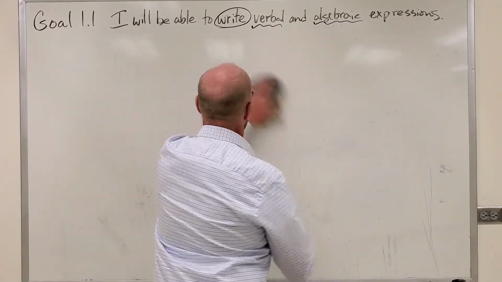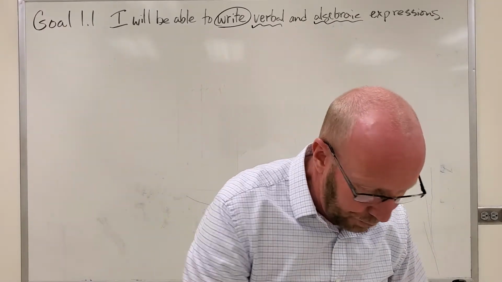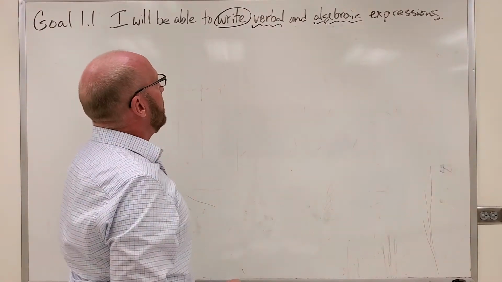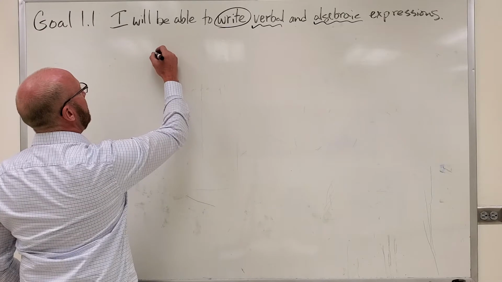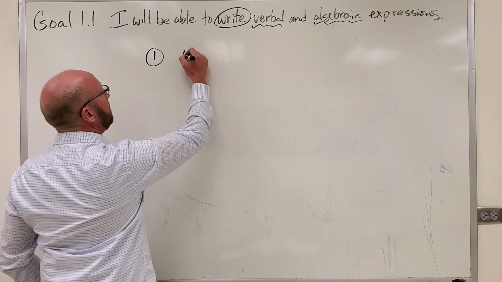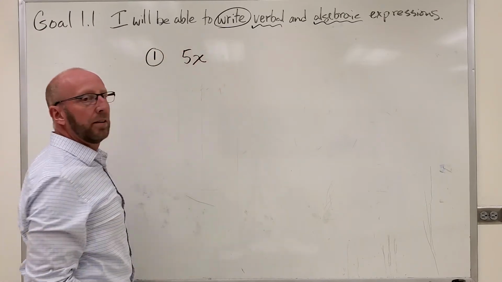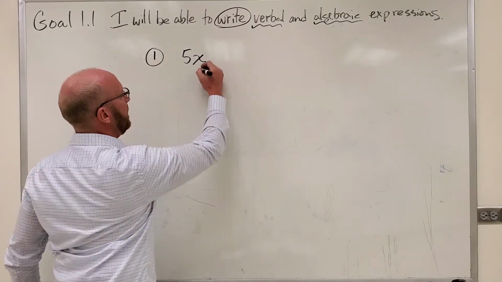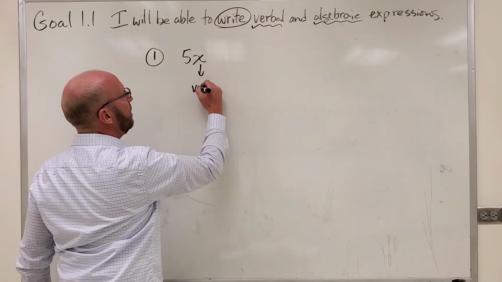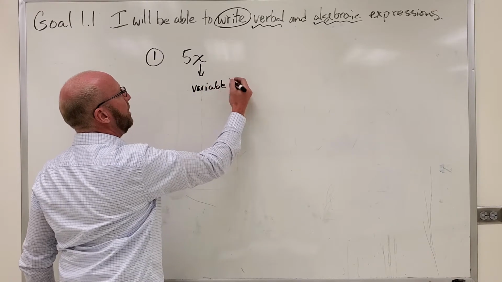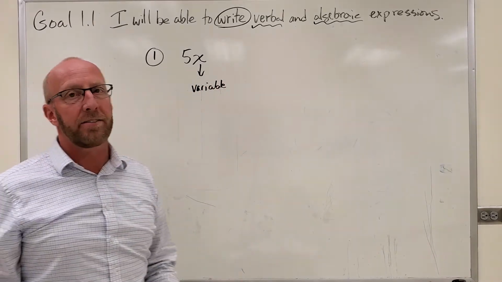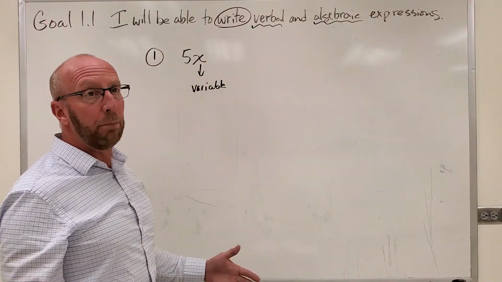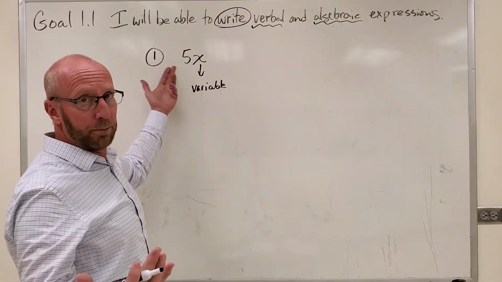Now, let's write out some expressions. Let's do something like this. Here's my first example, 5x. Now x is a variable, which means it can stand for any number I want it to stand for. It could be a positive number, it could be a negative number, it could be a fraction. So x is a variable, it represents a number that I don't know. 5 is a number I do know.